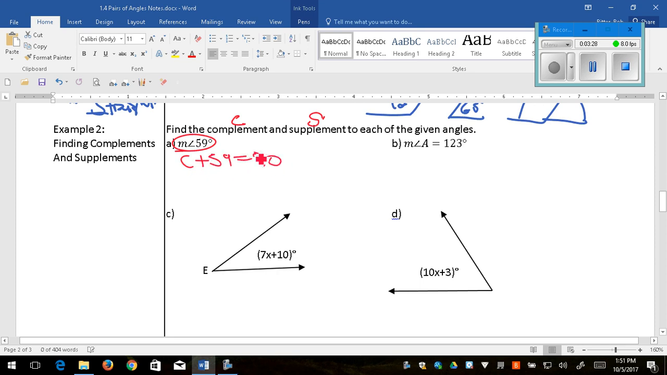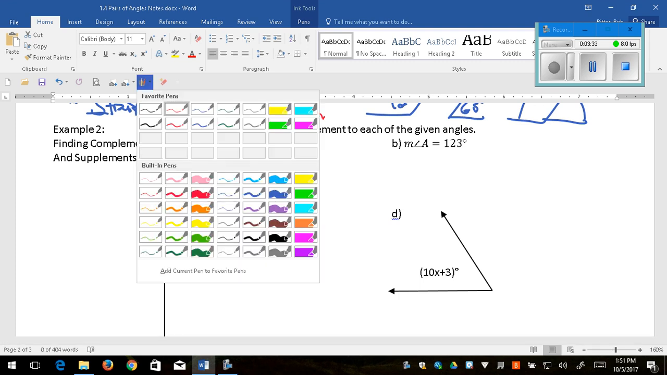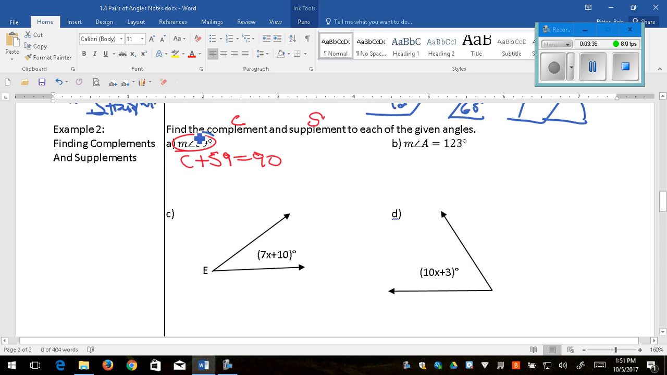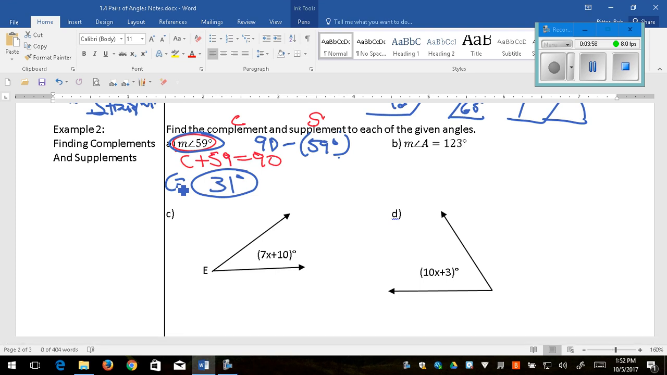I have students who, even though they don't like writing equations, find this easier to remember than saying, hey, if their sum is 90 and I give you one of them, then you're really just subtracting 90 minus the angle, 59 degrees, to get your answer, which in this case is 31 degrees when you solve for the complement. We're also asked to find the supplement of this angle. Let's just do complement for this one, and we'll do supplement for this one.